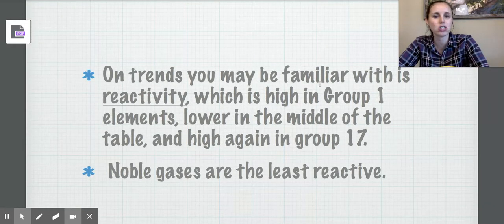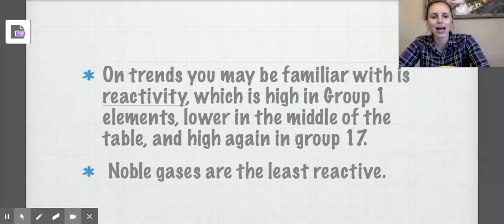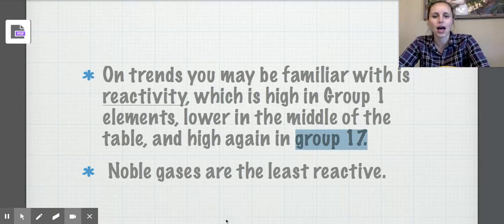Reactivity has to do with group 1 elements. So one trend that you may be familiar with is reactivity. Reactivity is high in group 1, it's lower in the middle of the table, and it's high again in group 17. Noble gases are considered to be the least reactive.